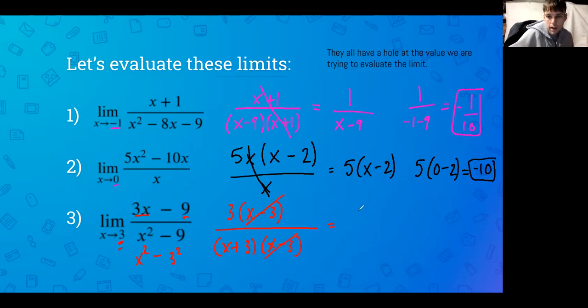So now we end up with our algebraically equivalent function with the discontinuity removed. We can now evaluate this at 3. So we get 3 over 3 plus 3, which is 3 over 6, which is actually 1 over 2. So we were able to remove all of those discontinuities, so those were holes, and then evaluate it just using direct substitution.